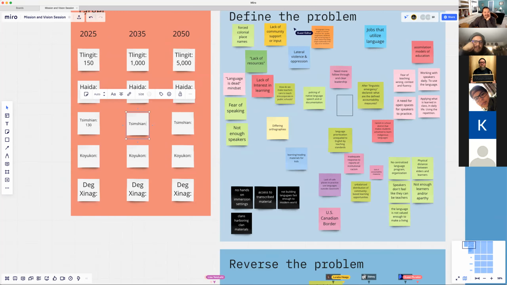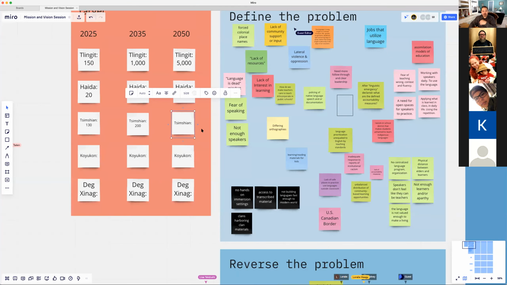So what do y'all think? One, I don't know. 180. I think we can say, yeah, like 180, 200 for 2035. Okay. We're about 30 years from now.